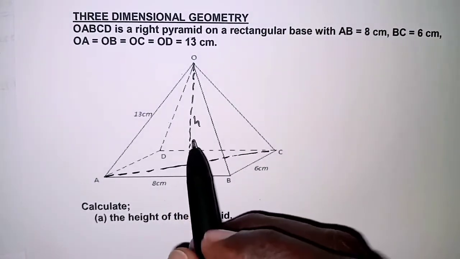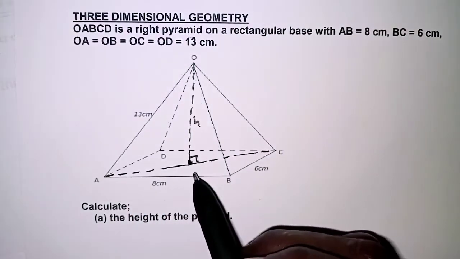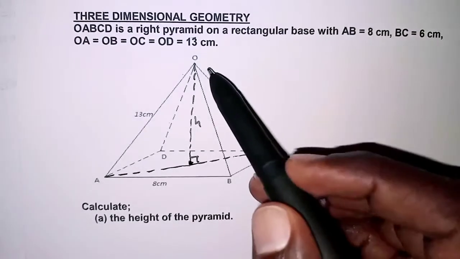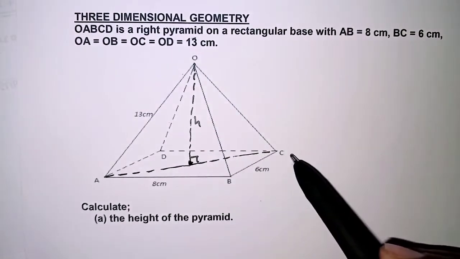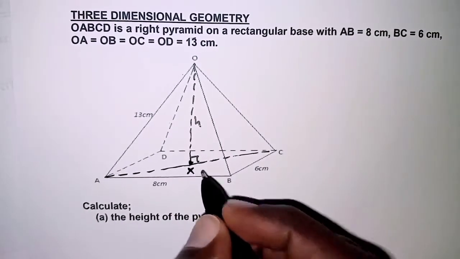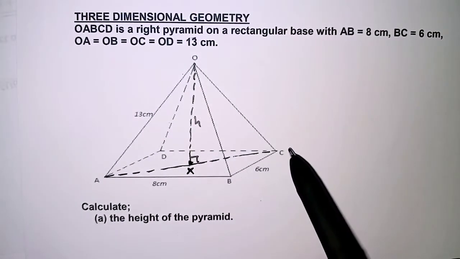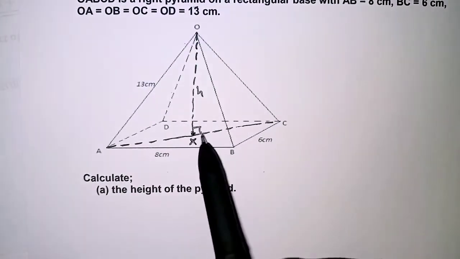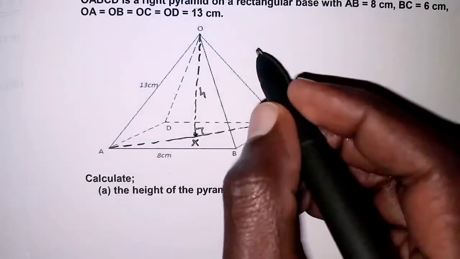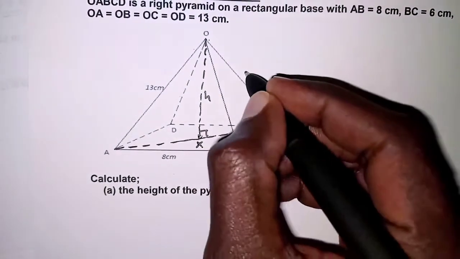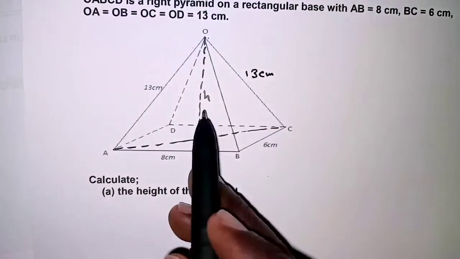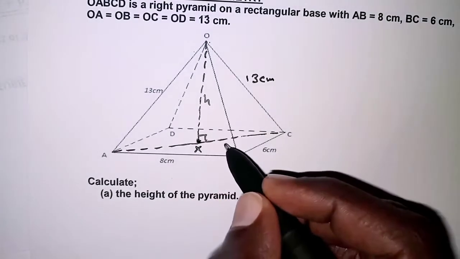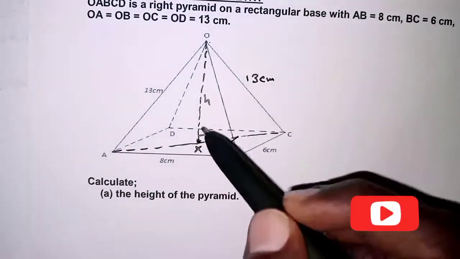So for us to know the length of the height, we are going to use this triangle right here. Let's call this point X. So we're going to use triangle OXC. Before we use it, remember we only know the slant height, which is 13 centimeters. We do not know the height and we do not know the base. At least if we know the base of the triangle, it will be easier to determine the height.